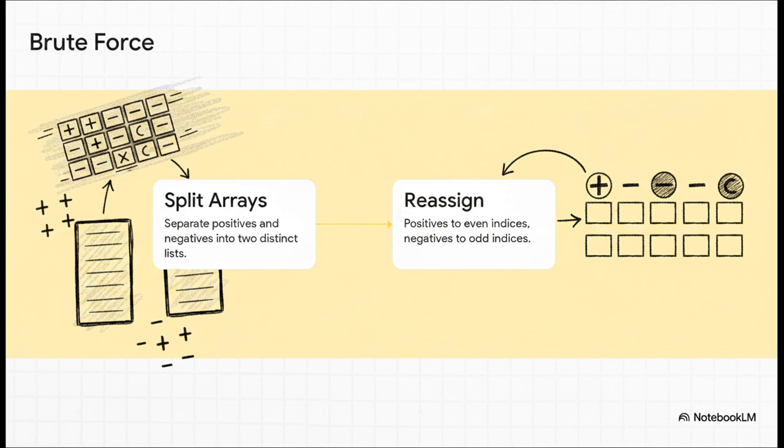Step 1. You just grab 2 empty buckets, one for positives, one for negatives. You walk through the whole array once. If it's positive, toss it in the positive bucket. Negative, toss it in the negative bucket. Because you're reading left to right, boom, relative order is naturally saved.